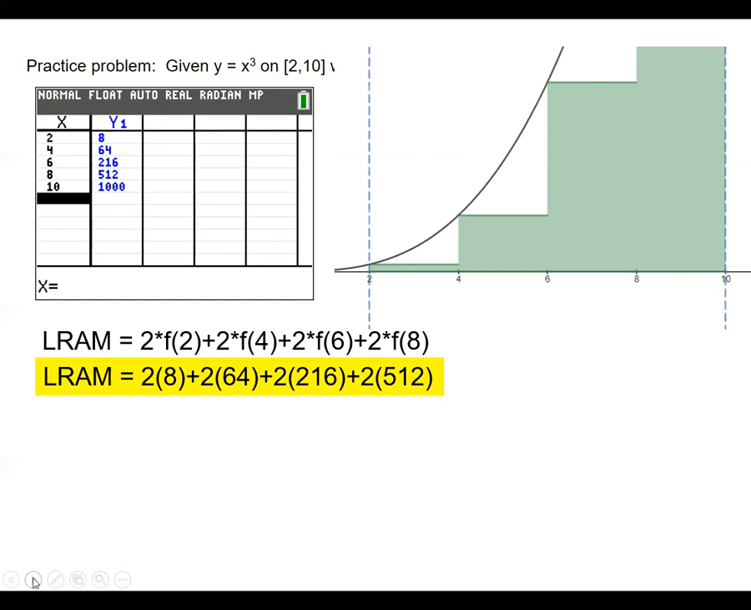And as I've said before, you do not need to simplify these answers. You can add this up. It comes out to be 1,600, but I don't need you to add these up. In fact, on the AP exam, you definitely don't want to add these up.